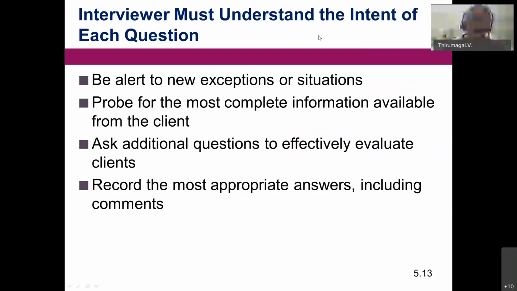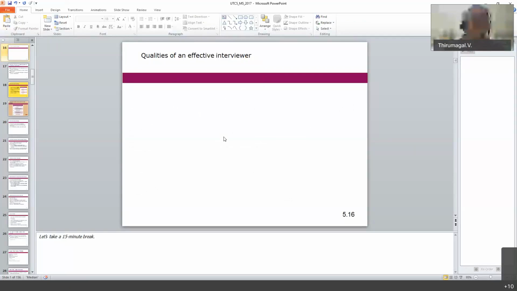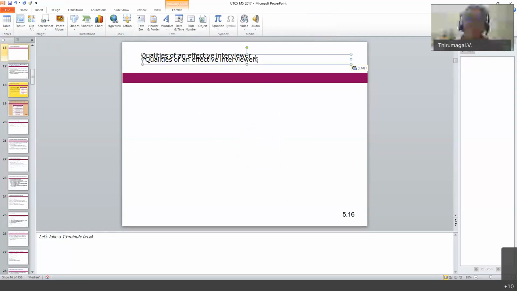A good interviewer has a lot of positive traits. I want you now as a group to tell me what kind of qualities a counselor should have. Tell me, if you want to be a good counselor, what kind of qualities should I have? What would be important for me to have? Tell me. Brainstorming now, please. Tell me.